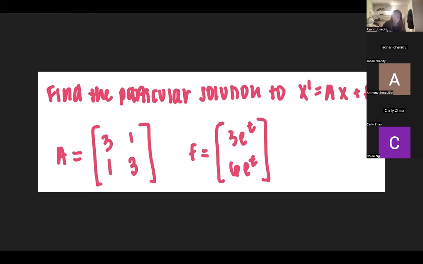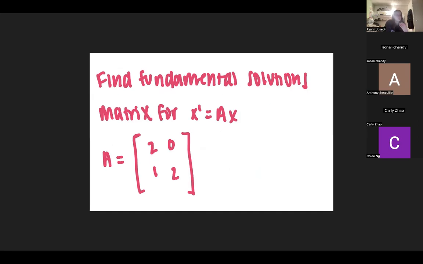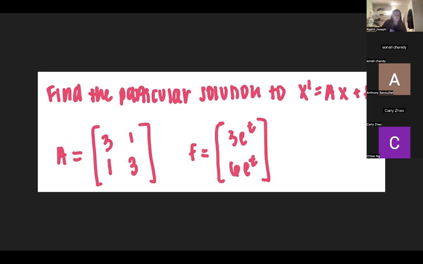I have solutions to this, and I'm just going to talk through them to save a little bit of time. So we're finding the particular solution to a non-homogeneous system. There is an F term in this case. For systems of differential equations, that F is going to be a vector rather than just a function. And we want to find the solution to this. So how are we going to solve this? The next question is finding the fundamental solution matrix to this system, which is also non-diagonalizable. So I'm just going to walk through both of these.